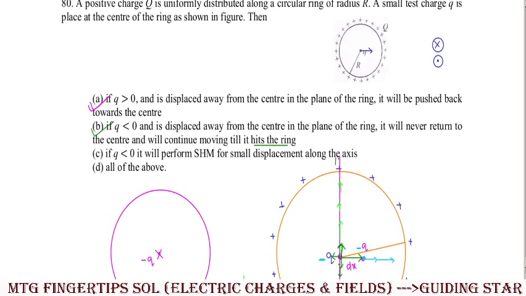So here option C, what is it saying? It will perform SHM for small displacement along the axis. So displacement, yes, displacement should be small. That means all the three options are correct. So what will be the correct option over here? Option D will be the correct one. All the above are correct.